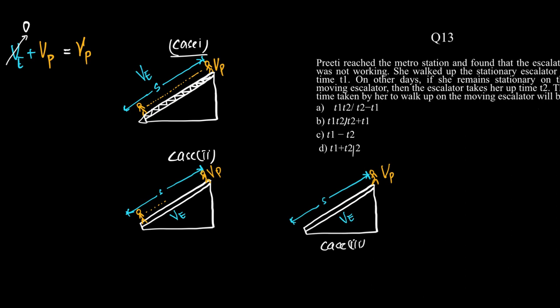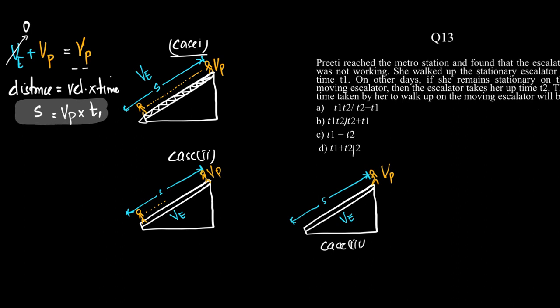Now, in this case, distance traveled is equal to velocity into time. The distance traveled is s. What is the velocity? There is only one velocity, which is Vp. So Vp into time. It is said in the question that she takes time t1. So this is the first relationship: s is equal to Vp into t1.